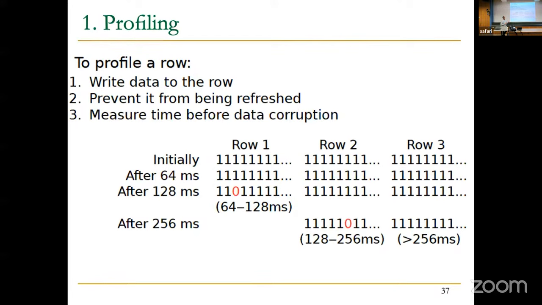And on top of that, actually, there is another effect called variable retention time, VRT, where randomly some cells can switch between two states when they are activated. So it can be in a low retention time or higher retention time state. We will talk about that in the second part of this lecture, I believe. So we will come back to that. And there are some mechanisms for those as well.